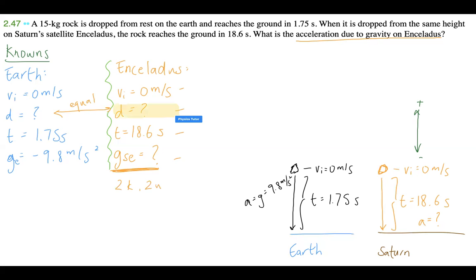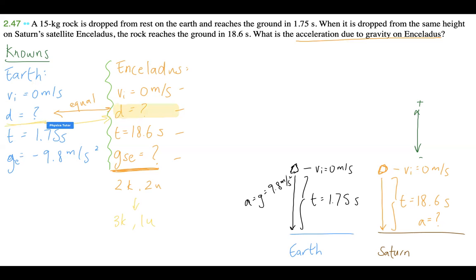Yeah, so we need to figure out what D is. And to do that, we need to solve for this D, right? Because if we solve for this D, then we can use that to get this, and then we'll have 3 knowns and 1 unknown. I don't know why I can't count. That's what we want.